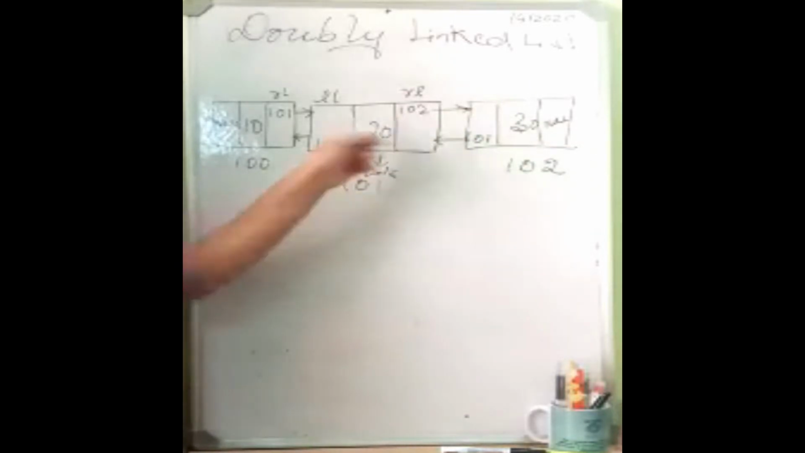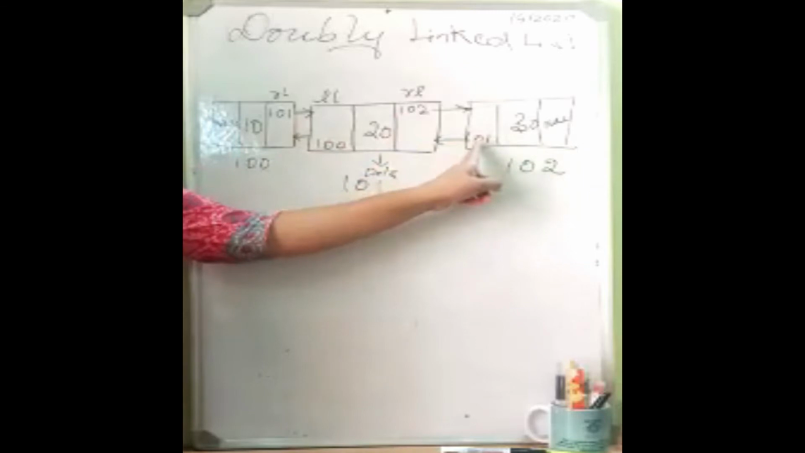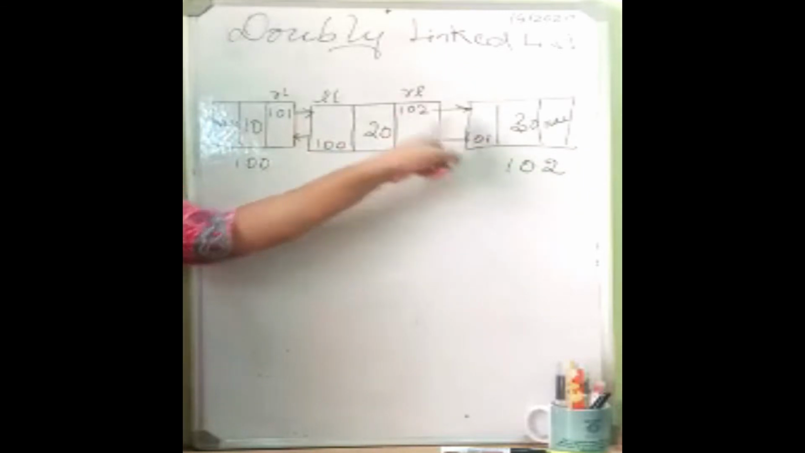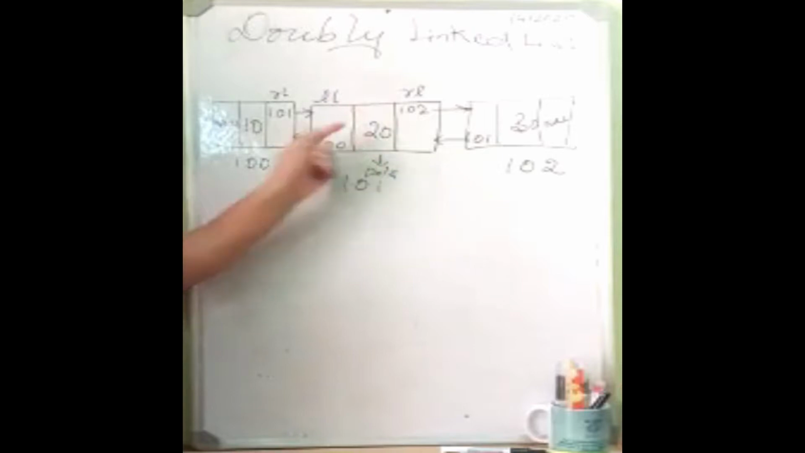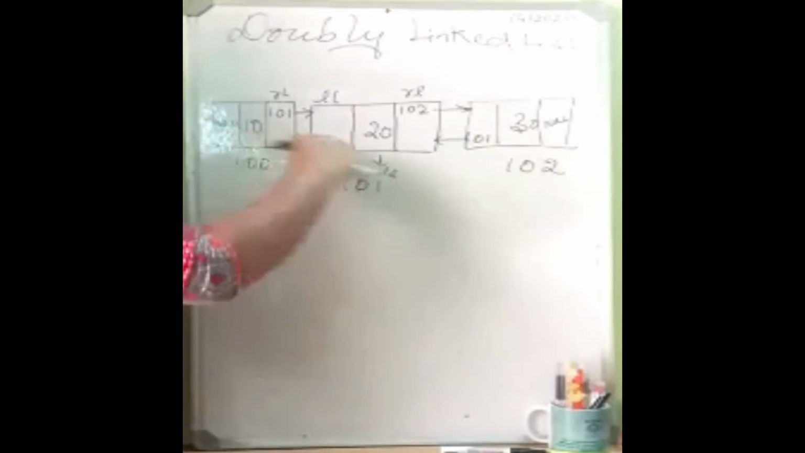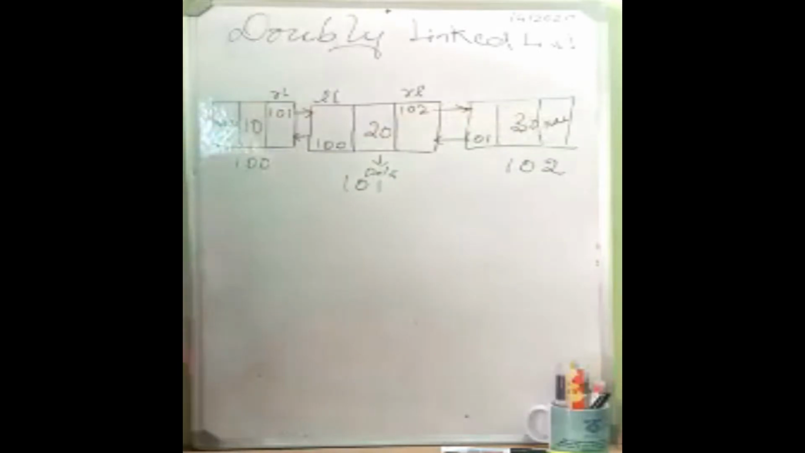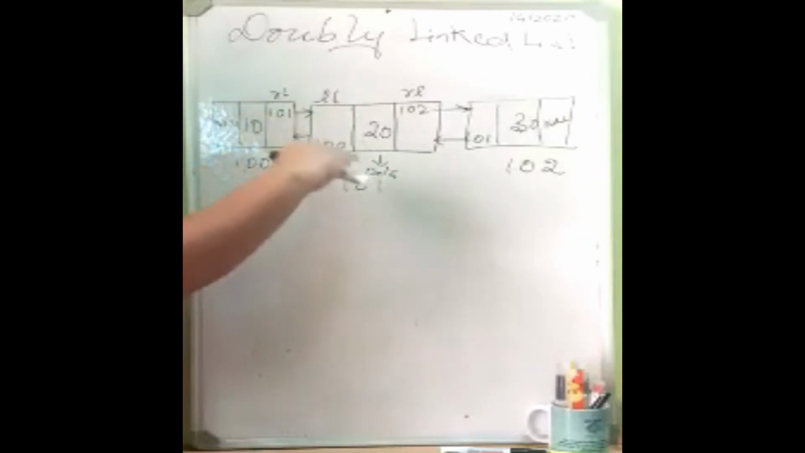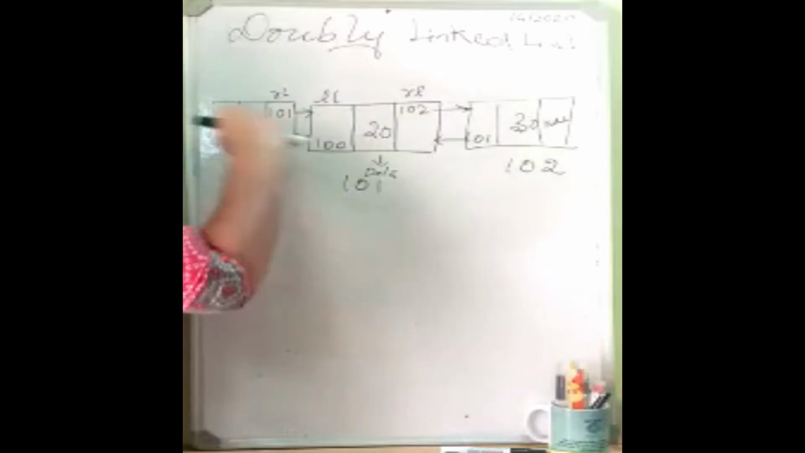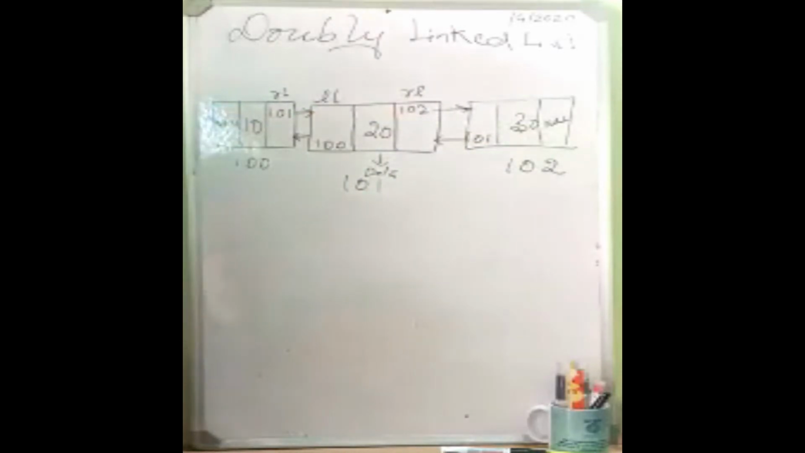In case I want to come back, from here, where is 101? 101 is here. So I can move from here to here. And from here, I want to come here. What is the address I have stored here? 100. So where is 100? 100 is here. I can move from here to here. All right, so you can move in both directions, moving forward and moving backward. So this is a doubly linked list. Since we have two address fields, we can traverse forward and backward.